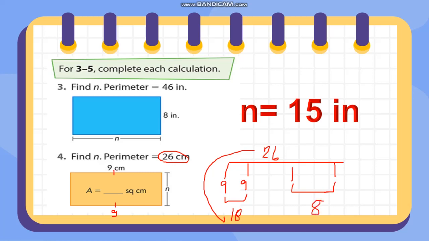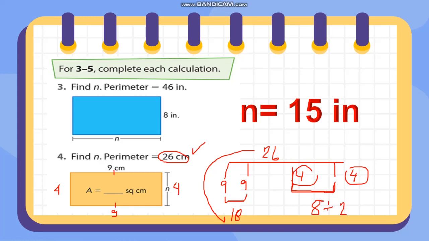This 8 is the combined measurement of these 2 unknown sides. So we divide by 2 in order to get each side. So 8 divided by 2 is 4, so this is 4, and this is also another 4. So the unknown side is equivalent to 4. To check your answer, 9 plus 9 plus 4 plus 4 is equivalent to 26 as your perimeter.